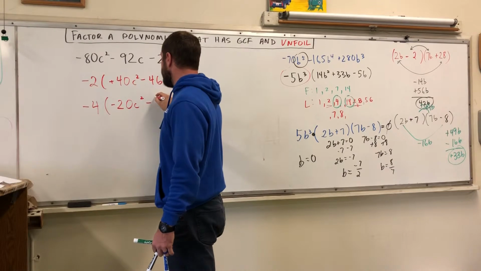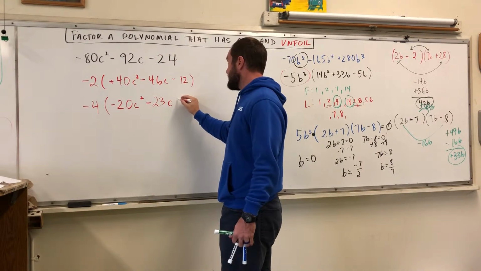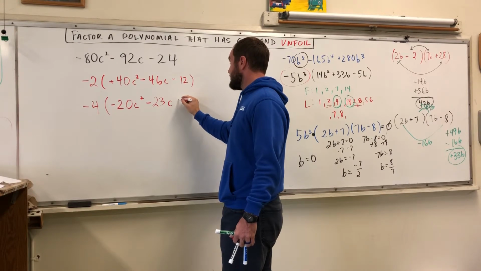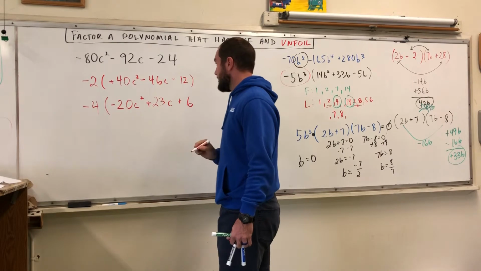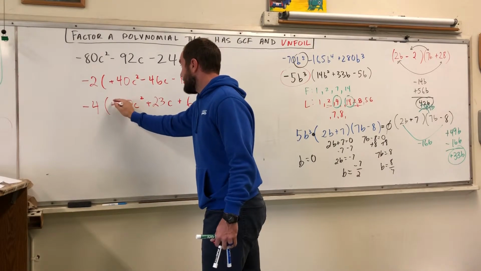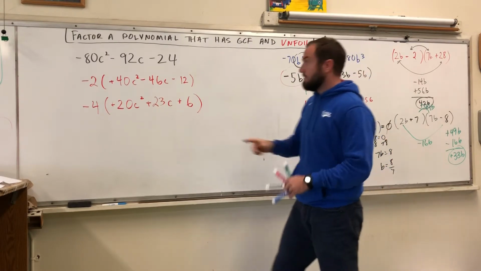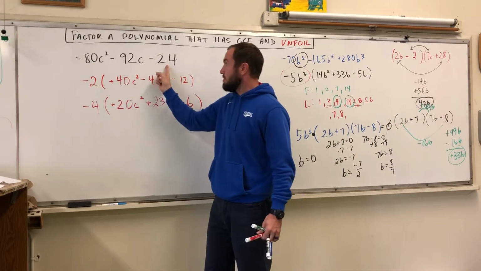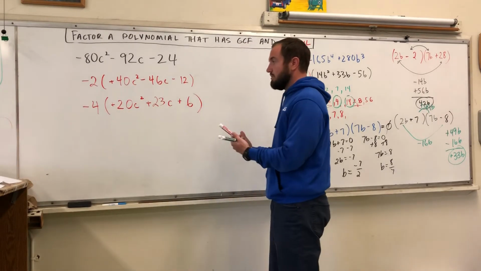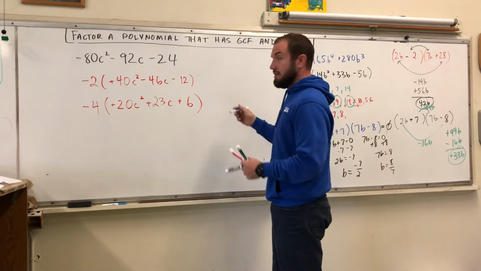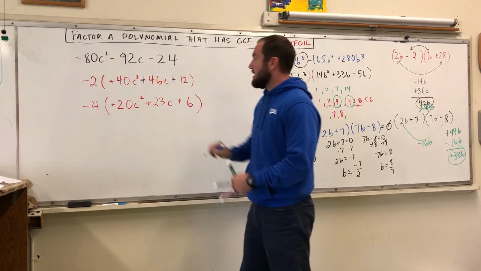I have a negative 23c and 6. This probably should be positive 6. That should be positive, and this should be positive since I factored out a negative. If I factor out a negative 4 from these terms, when you factor a negative from a negative, it actually makes it a positive. It's like you're dividing a negative by a negative. So 46 and 12 should have been positive.